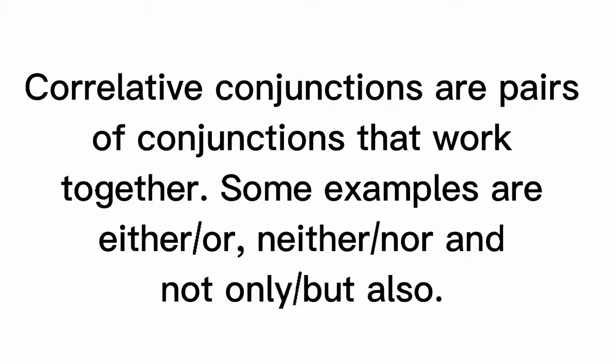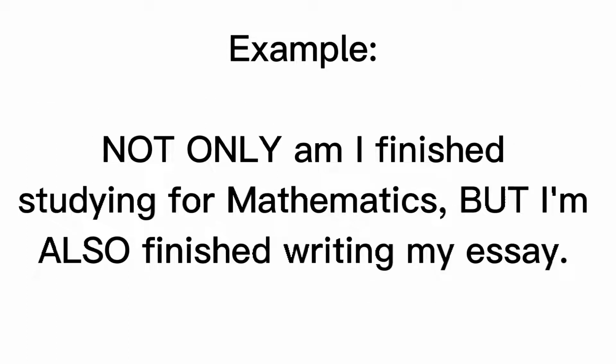Correlative conjunctions are pairs of conjunctions that work together. Some examples are either/or, neither/nor, and not only/but also. Example: Not only am I finished studying for mathematics, but I'm also finished writing my essay.